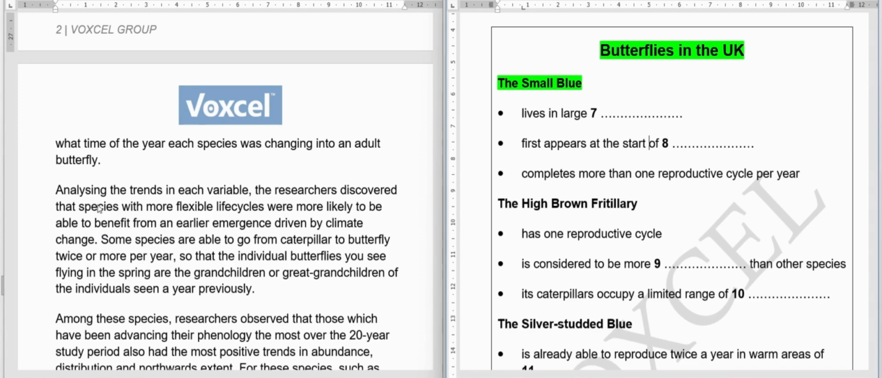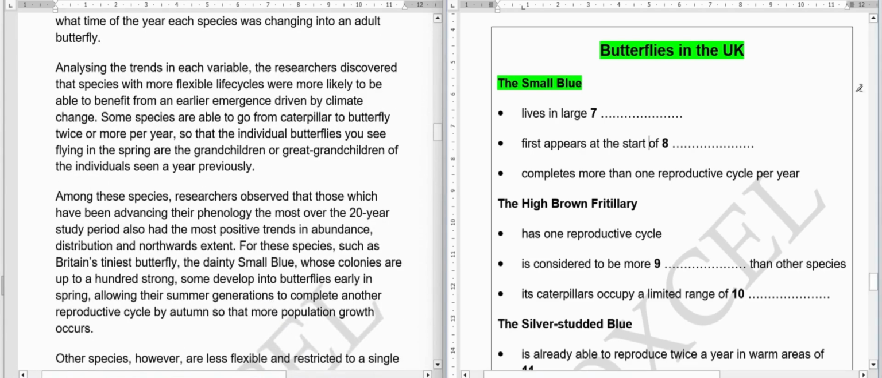Analyzing the trends in each variable, the researchers discovered that species with more flexible life cycles were more likely to be able to benefit from an earlier emergence driven by climate change. Some species are able to go from caterpillar to butterfly twice or more per year, so that the individual butterflies you see flying in the spring are the grandchildren or great grandchildren of the individuals seen a year previously. Again, there is nothing about the small blue.